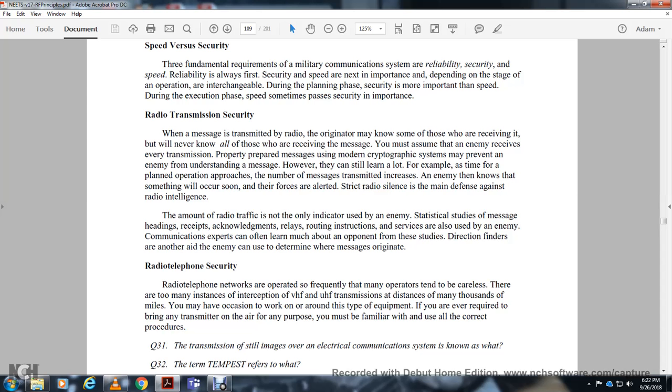For example, as the time of a planned operation approaches, the number of messages transmitted increases. Any enemy knows that something will occur soon. The forces will be alerted. Strict radio silence is the main defense against radio intelligence.